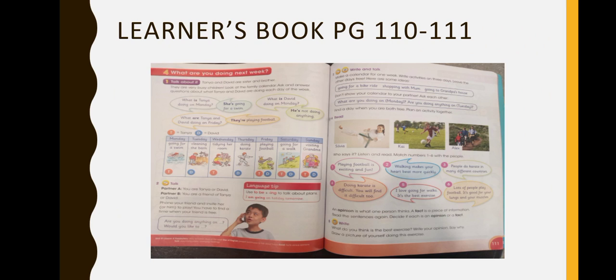Okay, so now you have listened the track. Now you have to read these options from 1 to 6. You can read these descriptions from 1 to 6 and then you will match with the characters and the characters are Sylvia, Kai and Alex. And at the end we will discuss what is the difference between opinion and fact. An opinion is what one person thinks. And a fact is a piece of information.